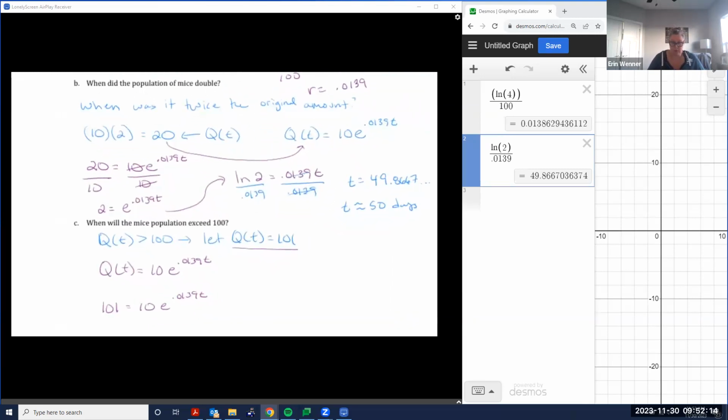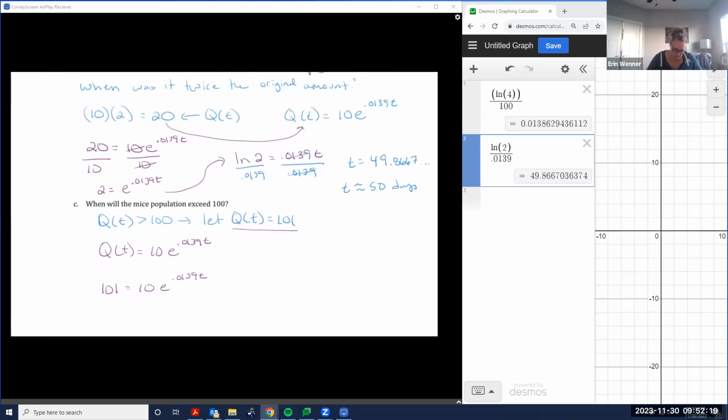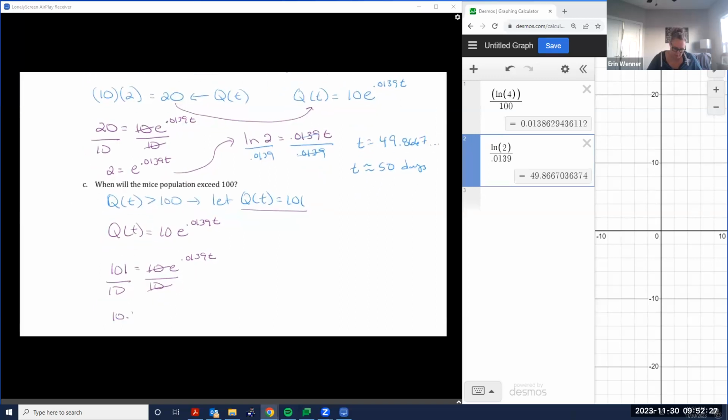So think about first steps, right? Our first step is to divide both sides by 10. So 101 divided by 10 is going to give us 10.1. We're going to switch this into logarithmic form, which is ln of 10.1, because it's ln base e, is equal to 0.0139 t. From here, we'll divide both sides by 0.0139.